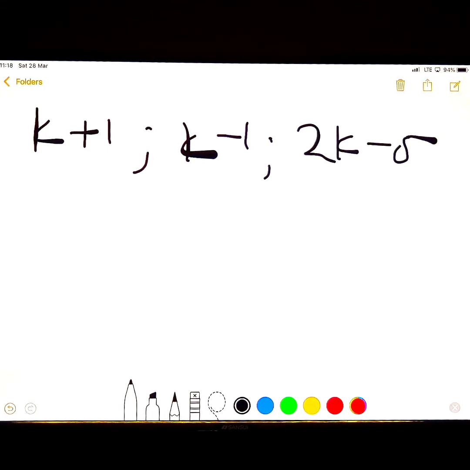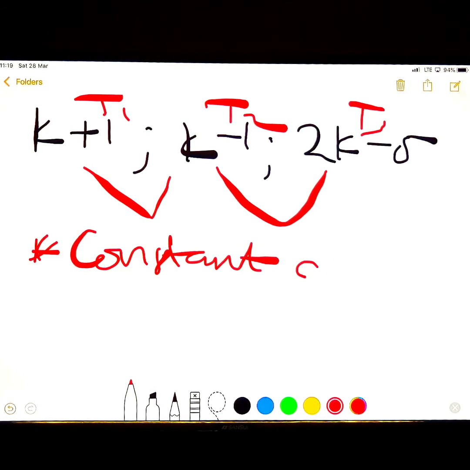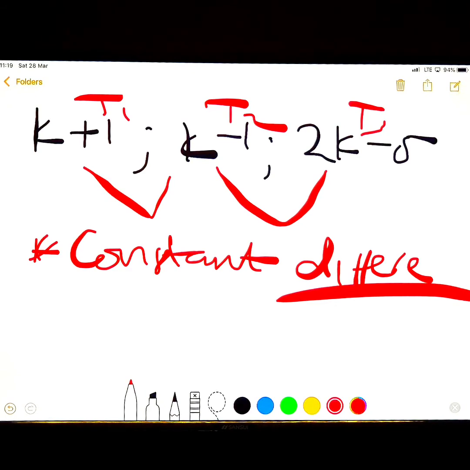For you to find the common difference, let's say this is T1, T2, and T3. They're either going to tell you that the sequence is arithmetic or the sequence is geometric. That is very compulsory because you cannot go on without knowing that. So let's say this is an arithmetic sequence. For an arithmetic sequence, we're going to have a constant difference. As we have previously said before, you need to have a constant difference.